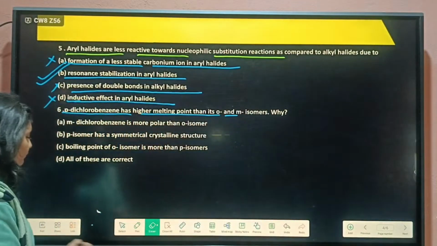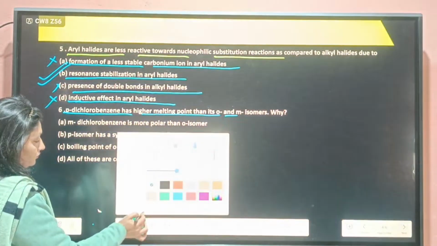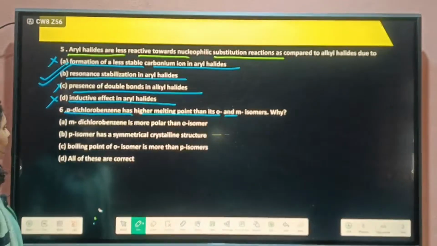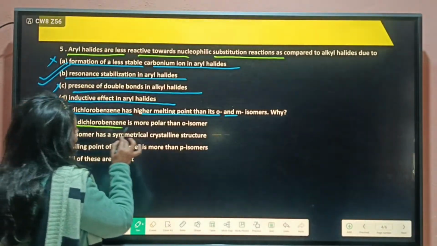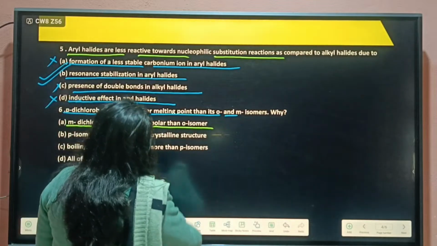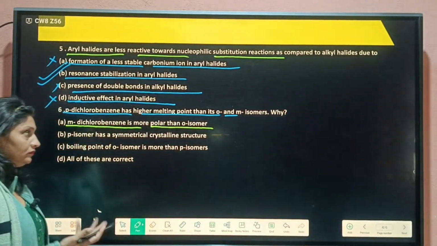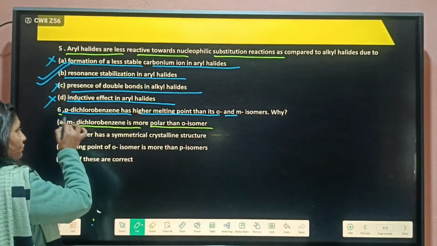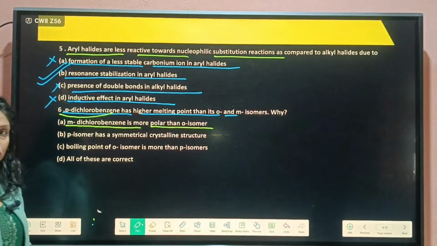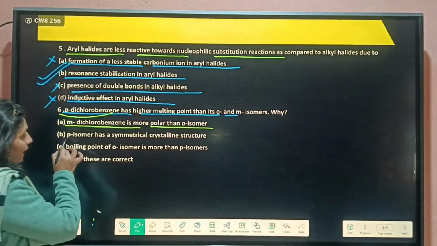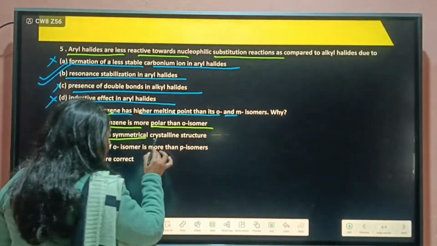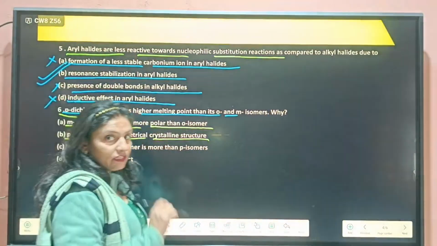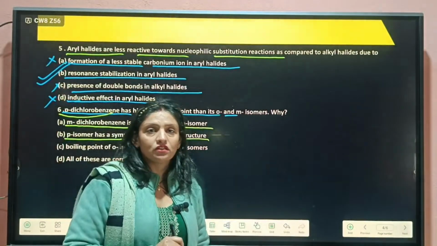Let's see the options. Option A: meta-dichlorobenzene is more polar than the ortho isomer. Not correct, because we want to compare para, so we cannot consider this one. Option B: para isomer has a symmetrical crystalline structure. Yes, this is the right option.